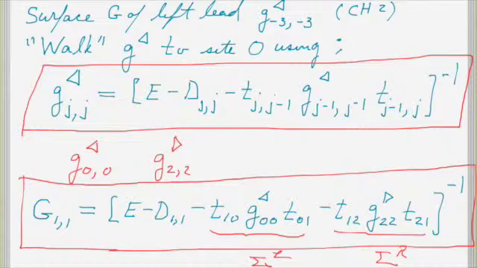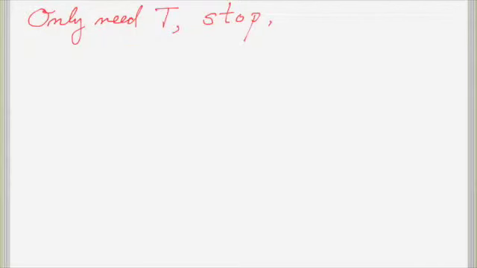The first block of the green function was all we need to get the transmission. So if we only needed transmission, we would stop here. You're done. You can go ahead and calculate transmission at this point. If you need the electron density, you have to keep going, because you need more stuff.